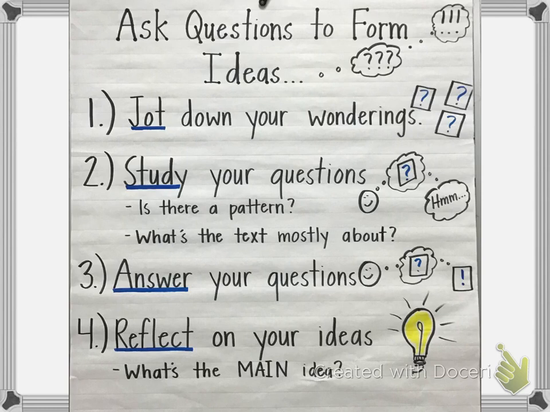Number 4, the final step in this strategy, is to reflect on your ideas. So when you reflect on all of your ideas all together, not just one of them, but when you reflect on all of them, it can really help you narrow it down and figure out what's the main idea. So let's practice.